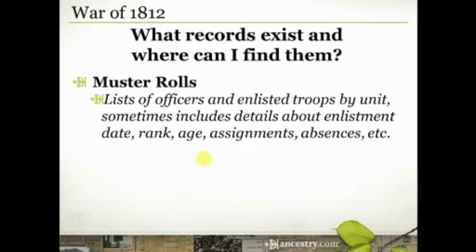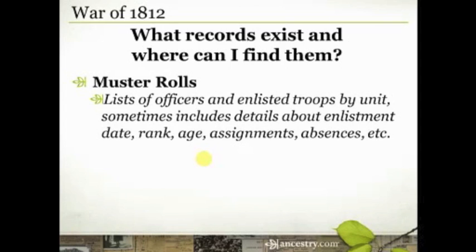Muster rolls are simply lists of officers and enlisted troops by unit, and sometimes it includes details about when they enlisted, their rank, their age, assignments they may have been given, and then absences. So, for example, if a roll was taken of a particular unit at a certain time and your ancestor was away at that time, maybe away on a leave of absence or away on an assignment, it might include a notation of that. Following your ancestor through muster rolls is a good way to keep track of when they enlisted and when they may have mustered out, so when they were no longer in service. That gives you a time frame for their service.